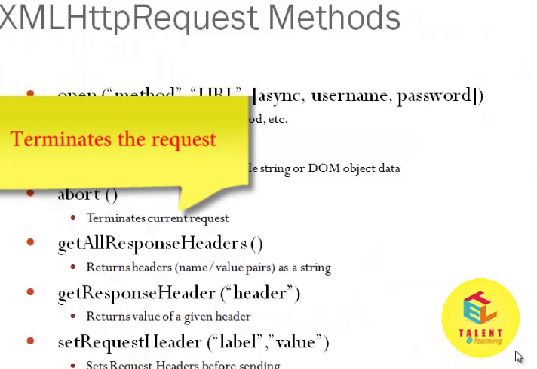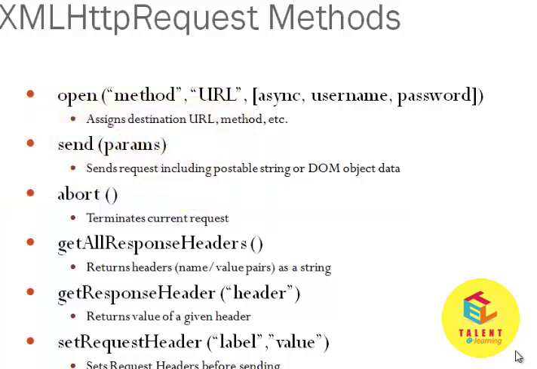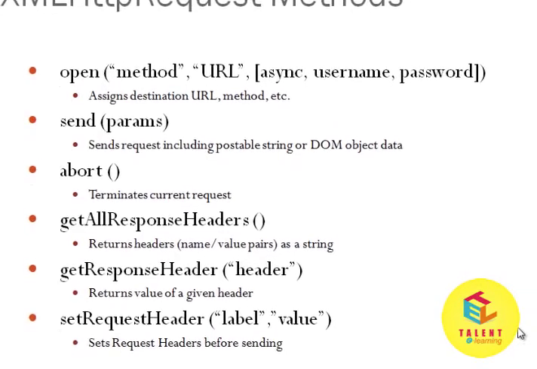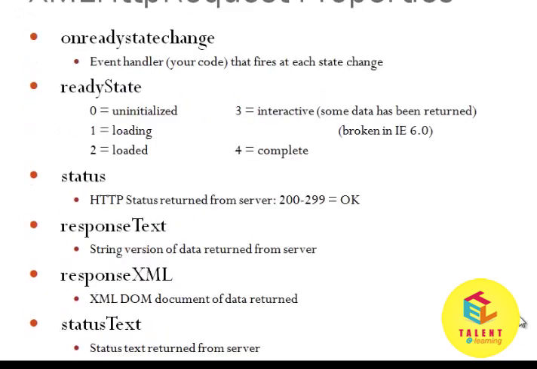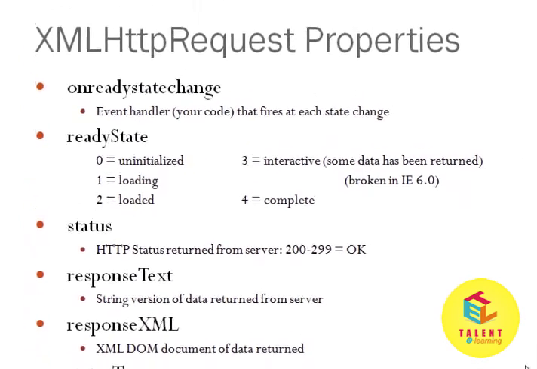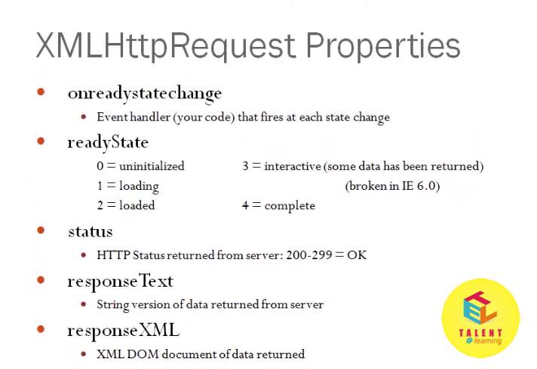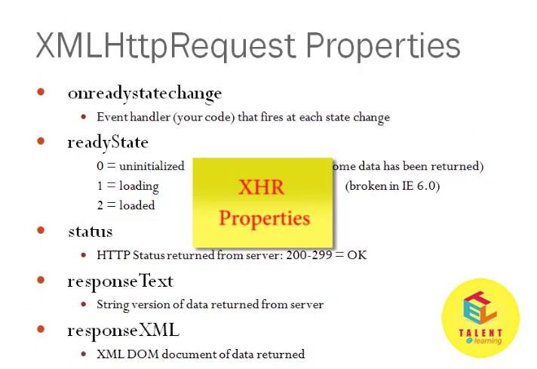The other are getAllResponseHeaders and getResponseHeader, which get all of the response headers. However, only the first two methods are of prime importance. The other one is setRequestHeader, which sets request headers before sending. Now the properties of the XML HTTP request object.